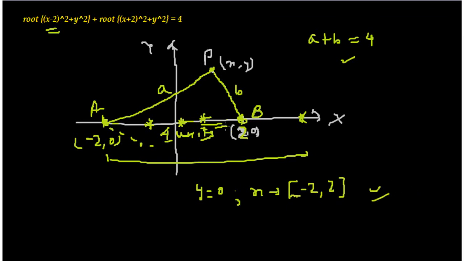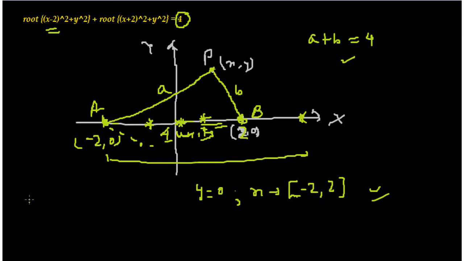Now, another important consideration: what happens when this value, which we took equal to 4, is greater than 4? If this value is greater than 4, the graph itself becomes an ellipse. The locus becomes an ellipse, because the condition for an ellipse is almost similar. The sum of the lengths from a point to the two foci of an ellipse is always constant.